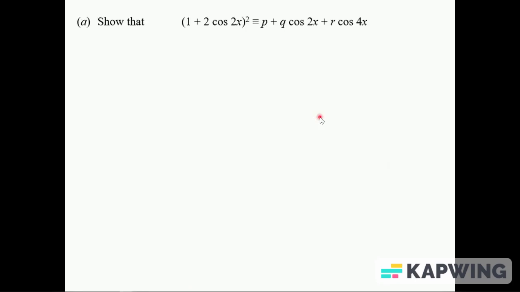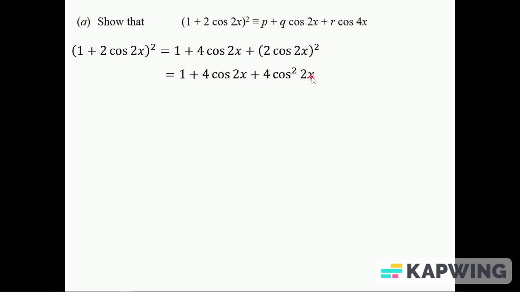So here we go. First about the question: (1 plus 2 cos 2x) all squared, equals p plus q cos 2x plus r cos 4x. If we square this out, we get the 1, then 1 times 2 cos 2x, doubled of course, and then the last term, (2 cos 2x) all squared, which is 4 cos squared 2x. But they want it in this form. We've got the number p, we've got the 4 cos 2x, so that looks like that as well.